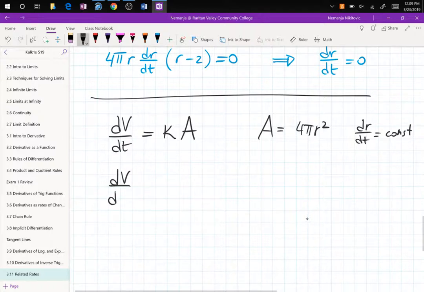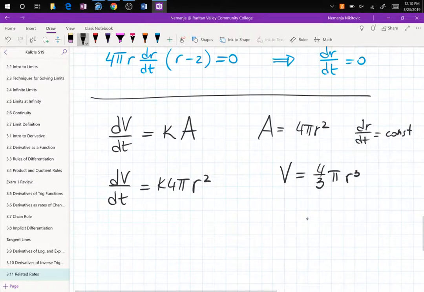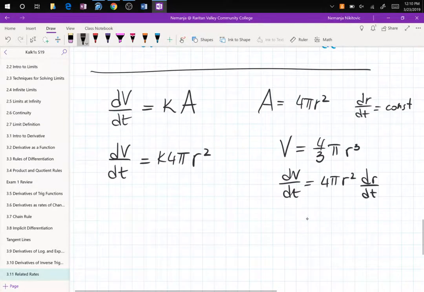So dV/dt is equal to k times 4 pi r squared. Now, volume is 4/3 pi r cubed. dV/dt is 4 pi r squared dr/dt. When we differentiate, 3 kills 3, giving 4 pi r squared dr/dt. There we go.